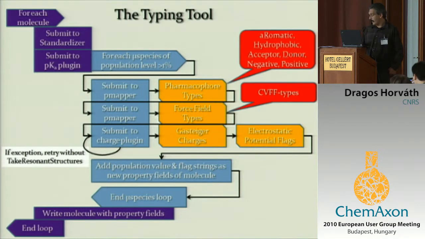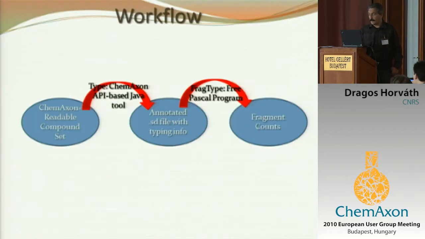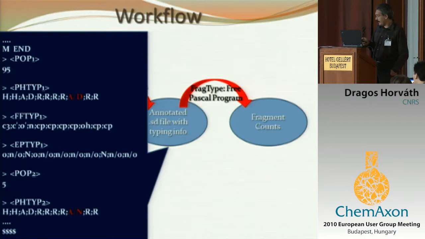And well, pharmacophore types are the ones you'd expect: aromatic, hydrophobic, acceptor, donor, negative, positive. This force field typing is based on CVFF. And then an annotated SD file will look like this.